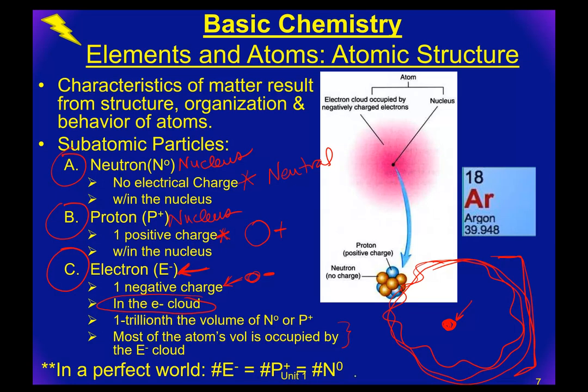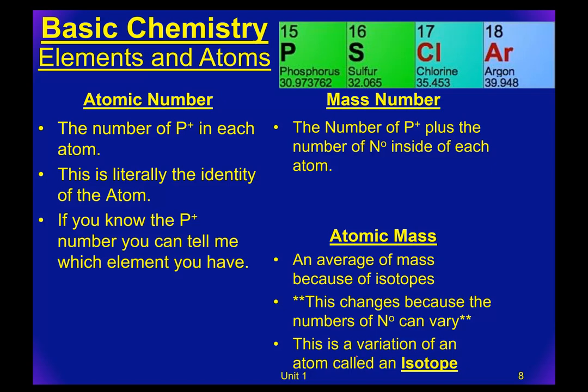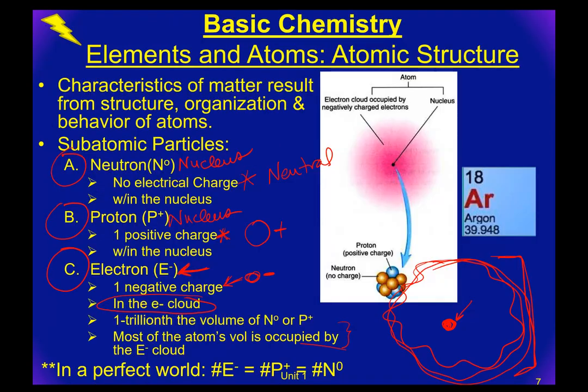Now, something else. In a perfect world, the number of electrons, protons, and neutrons would always be equal. So if I have 10 of one, I have 10 of another, I have 10 of the last one. That's how it would be in a perfect world. Do we live in a perfect world? No. So it doesn't necessarily follow that rule, but when we're first learning, we kind of want to start at that point, and then we apply rules as we learn more.